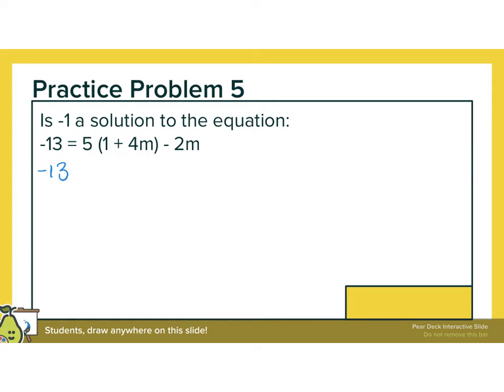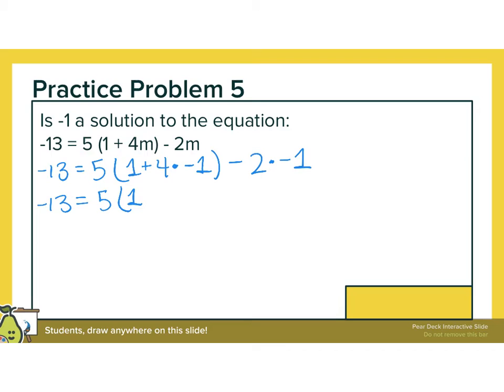Bring down your -13, bring down your 5, bring down your parentheses. Bring down your 1 plus 4, instead of m, we put times -1, minus 2 times -1. Now we start cleaning this up and multiplying. Bring down the -13, bring down the 5. Let's do the multiplication first. So we bring down the 1. 4 times -1 is -4.